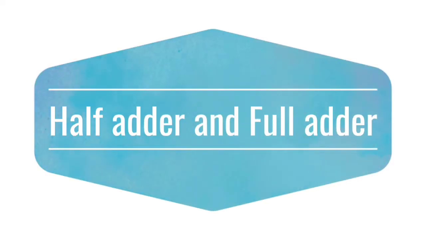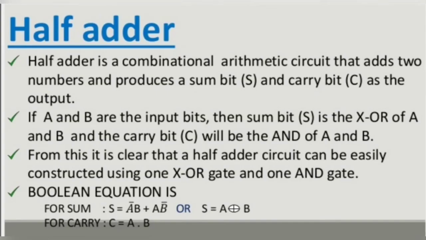And the next concept is half adder and full adder. The half adder is a combinational arithmetic circuit that adds two numbers and produces a sum bit S and a carry bit C as the output. If A and B are the input bits, then the sum bit S is the XOR of A and B, and the carry bit C will be the AND of A and B.